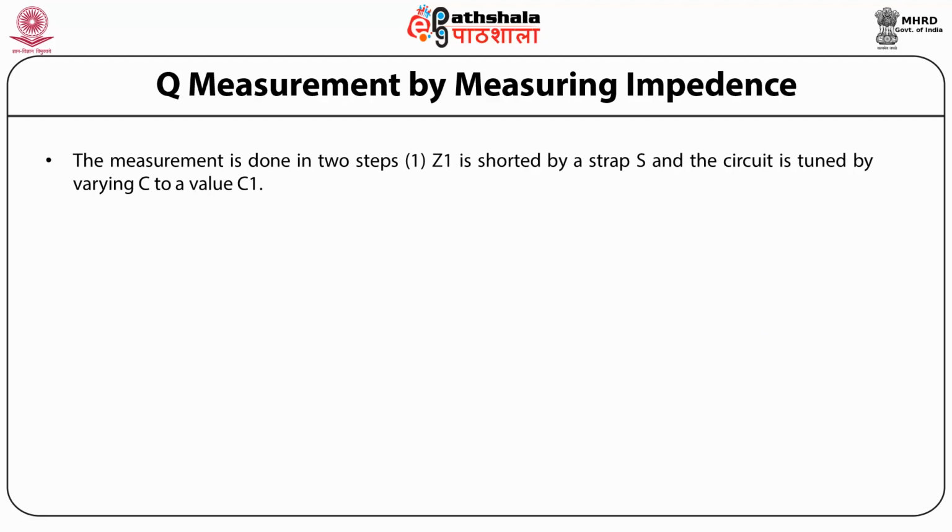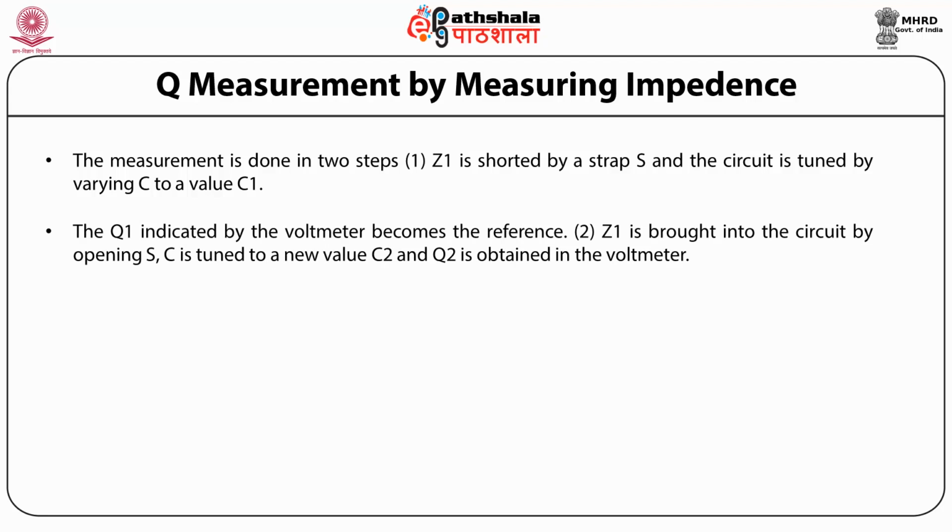The measurement is done in two steps. First, Z1 is shorted by a strap S and the circuit is tuned by varying C to a value C1. The Q1 indicated by the voltmeter becomes the reference. The second step is where Z1 is brought into the circuit by opening S. C is tuned to a new value C2 and Q2 is obtained in the voltmeter.